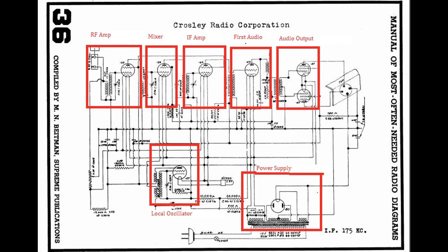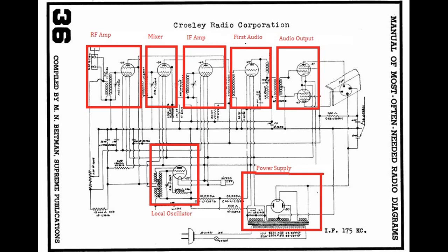But in reality, this is nothing new. If you take a look at this schematic of a Crosley radio from back in the 30s, you'll see that it's actually composed of a bunch of different modules. You have an RF amp module, a mixer module, IF amp module, first audio module, audio output module, local oscillator module, plus your power supply module.